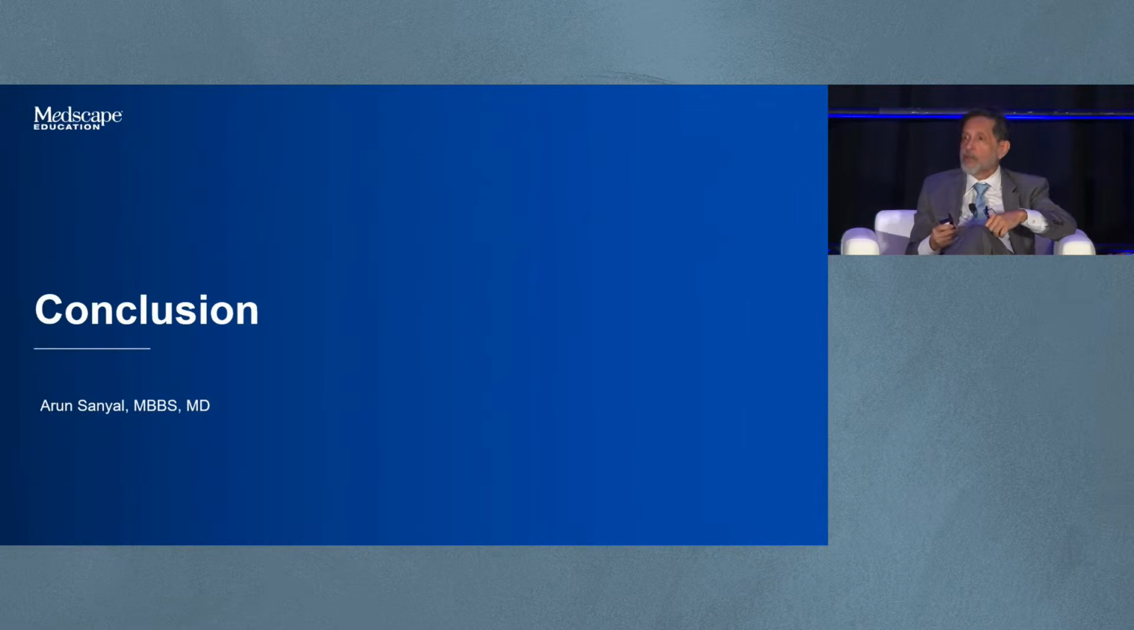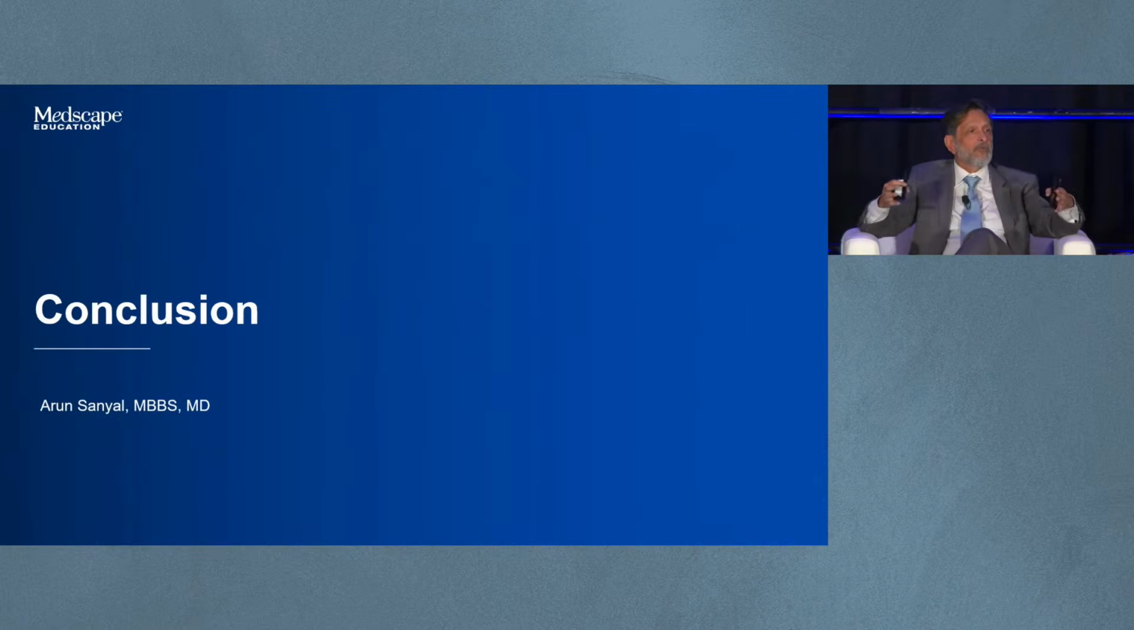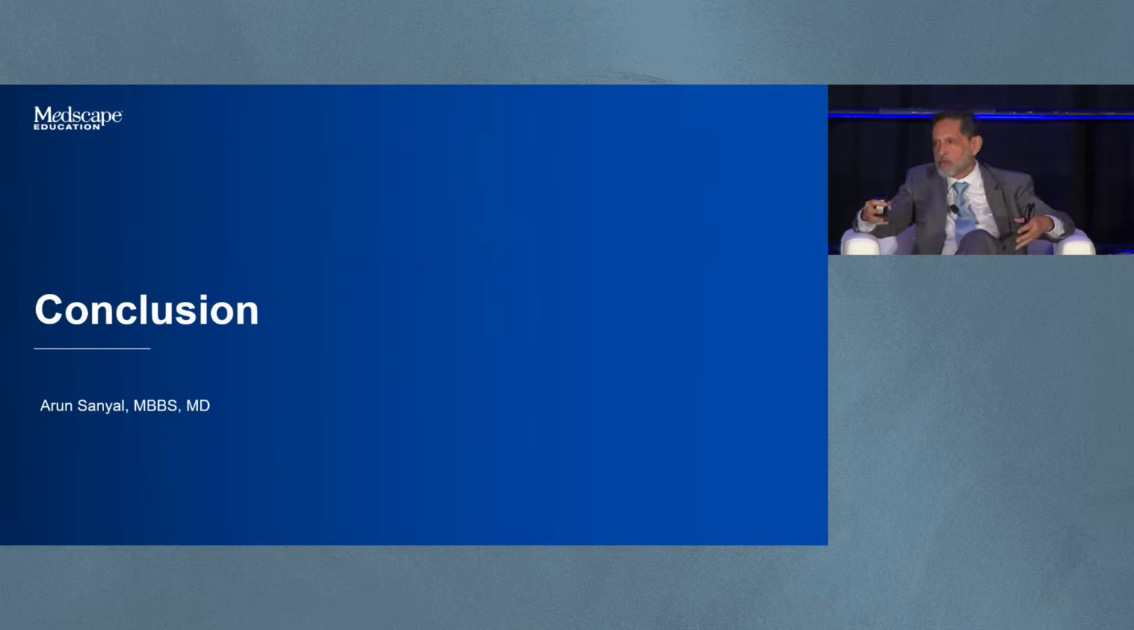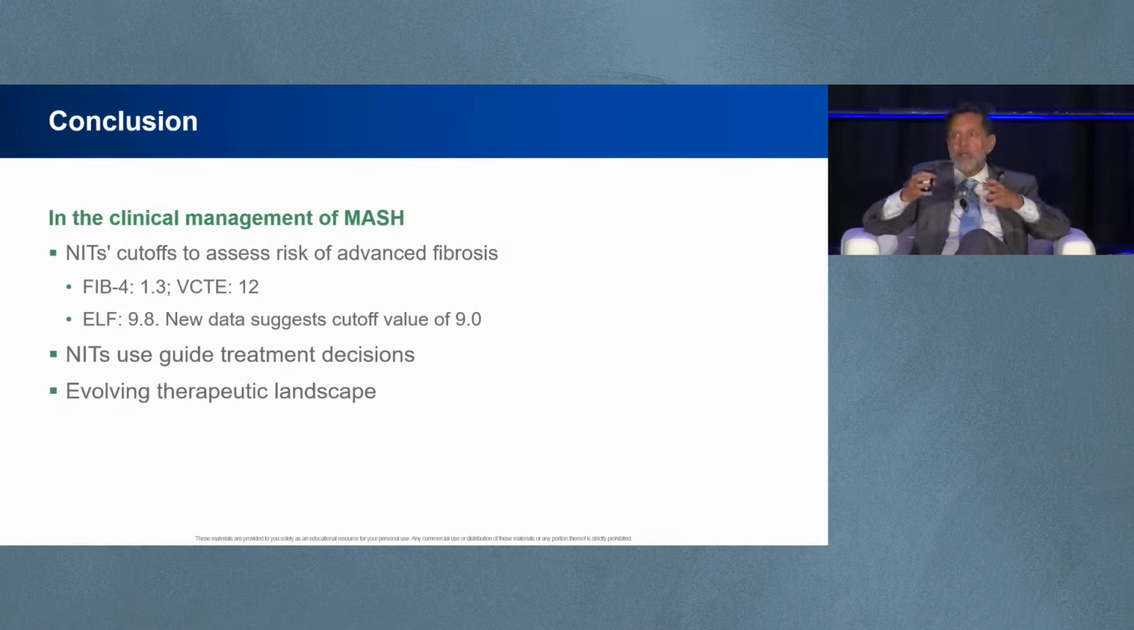Hopefully we've covered a lot of ground: the epidemiology of the disease, the mechanistic rationale for therapies, the therapies that are available, other targets that are in play, how you pick the patient to treat by using the NITs, focusing in on fibrosis, when to use ELF, how to use ELF, how to use VCTE, the new data on the alignment of the cutoffs, and how to follow the patients.